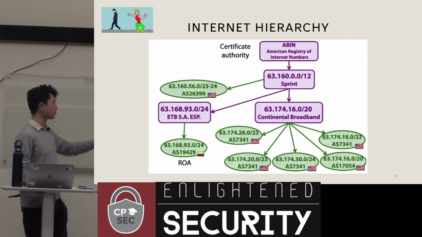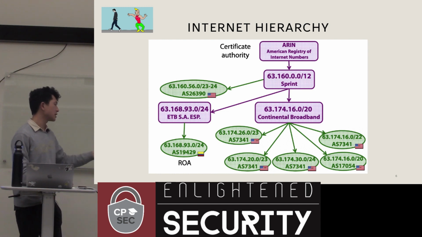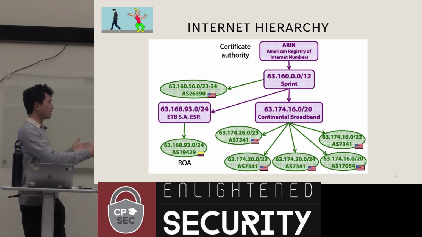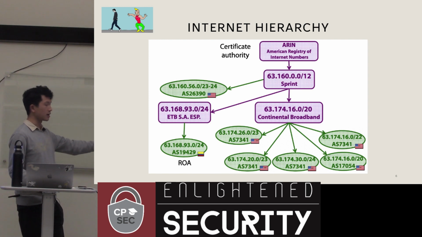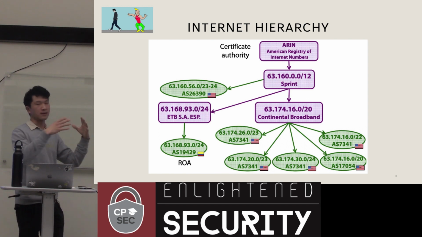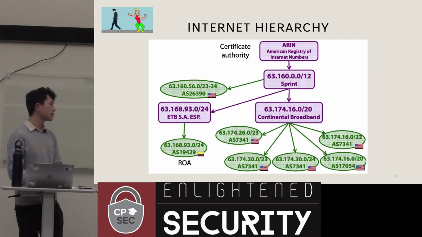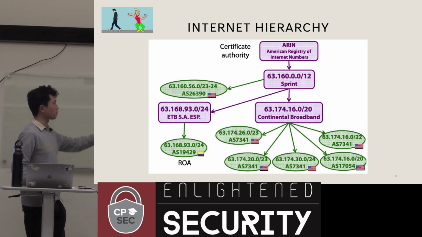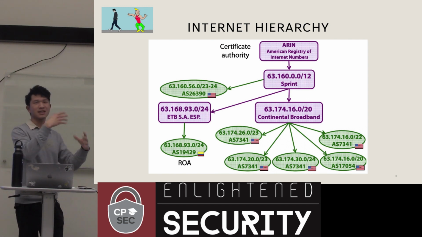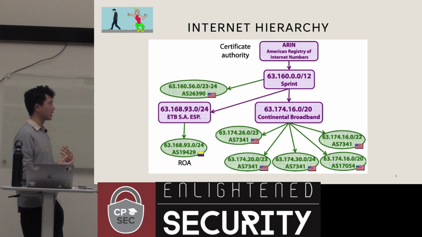We have this other one, ETB-SA ESP, it looks like, in a different country, not in the United States. However, both Continental and this other autonomous system are under the same umbrella under Sprint, in the 63.160/12 address space. And then that goes further up to this organization. This can nest as far down as you want. Actually, there might be some limit set somewhere, but that's another complication.